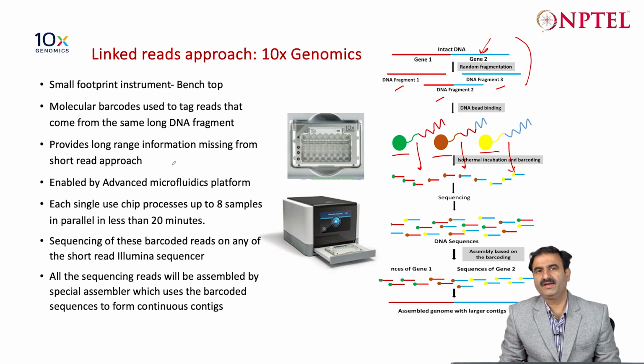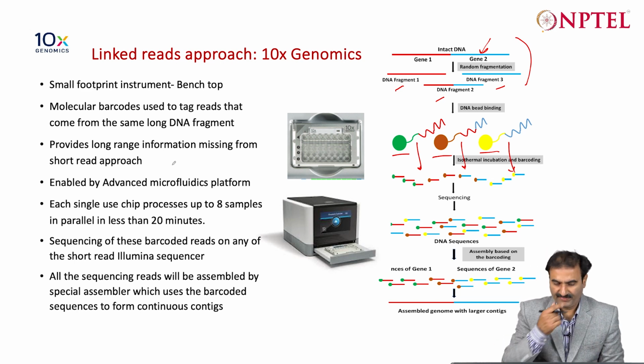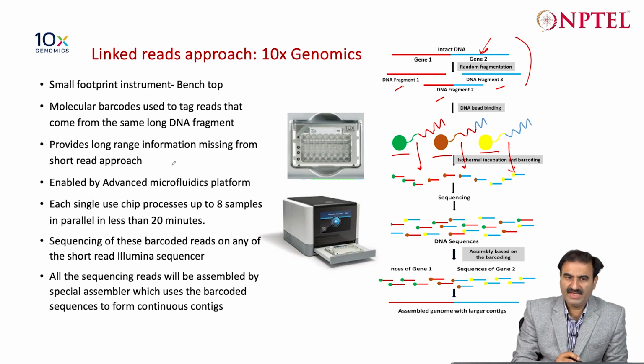it is generating the reads from a long piece of DNA, or long fragment of DNA, and these are linked reads produced from the 3' and 5' ends, right. So this can generate information about, so it can locally assemble that fragment and also can generate long distance assembly information. Each single use chip can process up to 8 samples together, right.